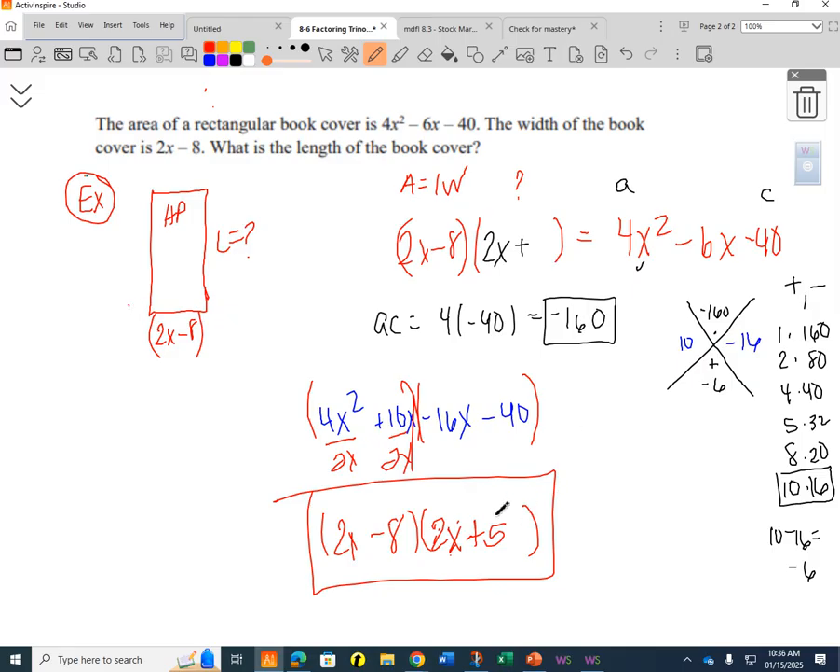So the length then is 2x plus 5, because we know the width was 2x minus 8. So the length is 2x plus 5.